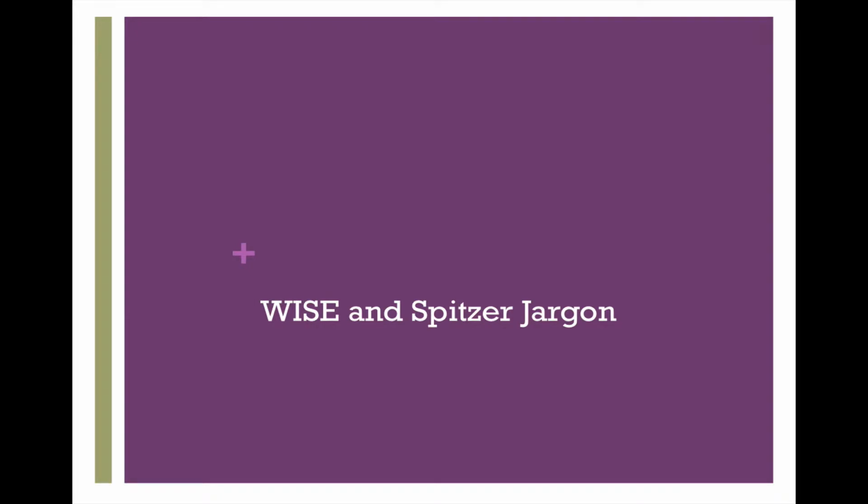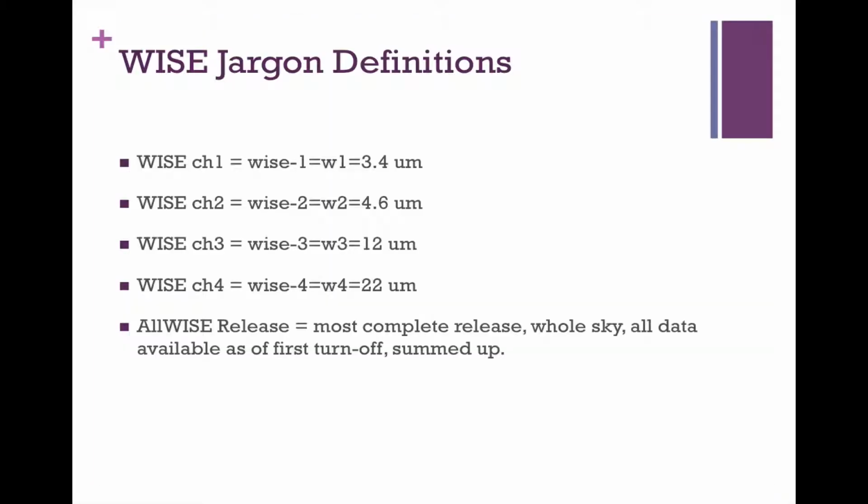Let's go over some WISE and Spitzer jargon that we'll encounter. I will frequently flip back and forth between talking about WISE channel 1, WISE 1, W1, or 3.4 microns. All of those mean the same thing. It's just the first filter, the shortest wavelength filter, on the first channel of WISE. So all of those mean the same thing.